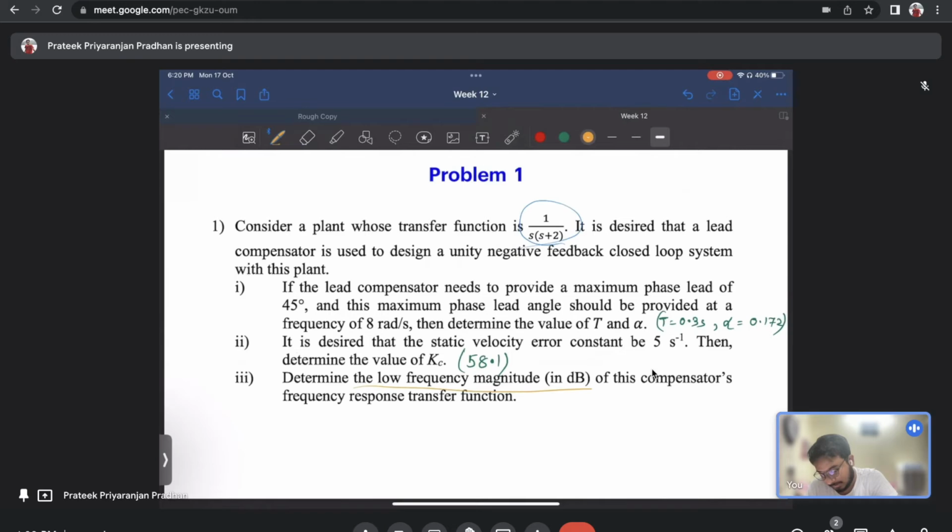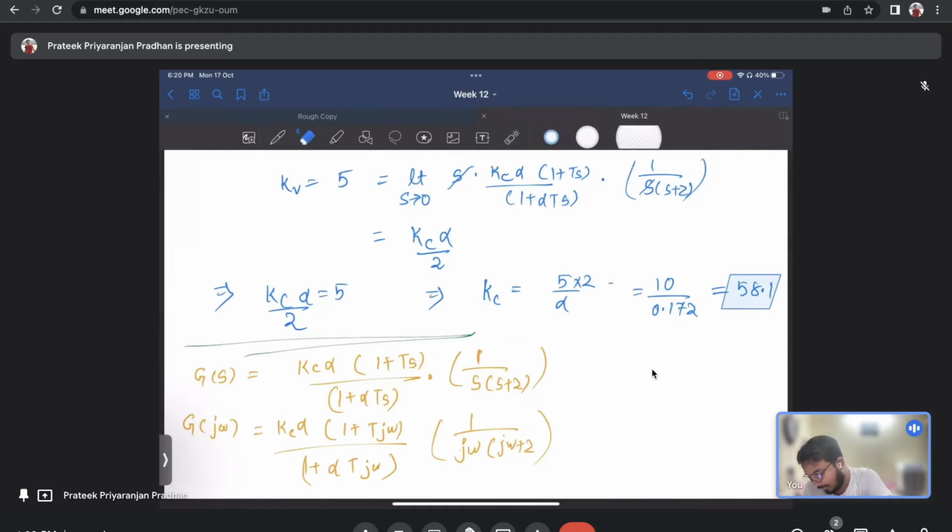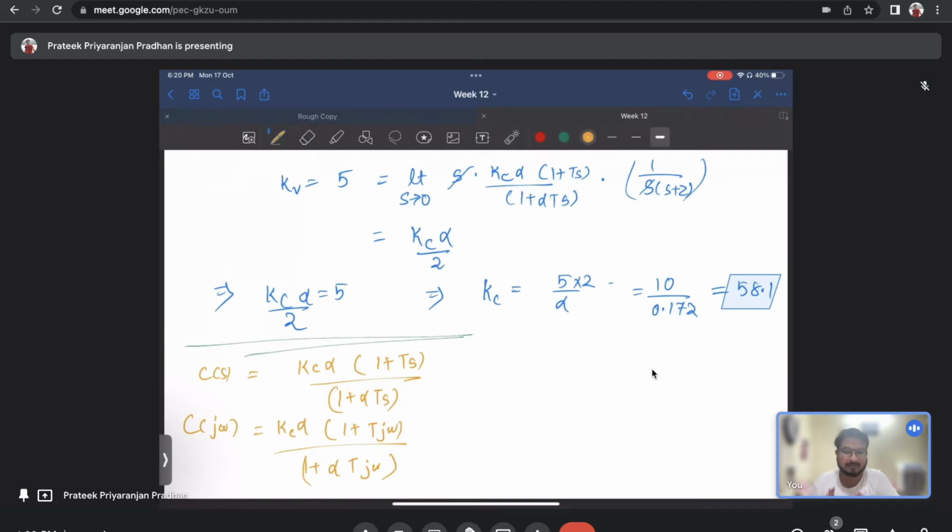Determine the low frequency magnitude of the compensator. Okay, no, I was correct, because in the question only the compensator's transfer function is being asked, so it will be C of j omega. I'm sorry for the confusion. There is no confusion right now, so this is the final answer.